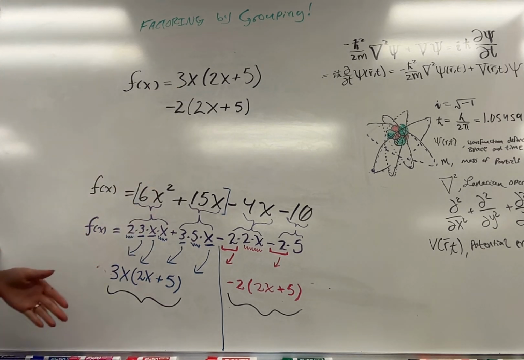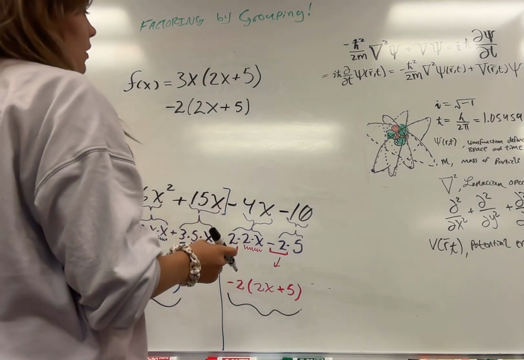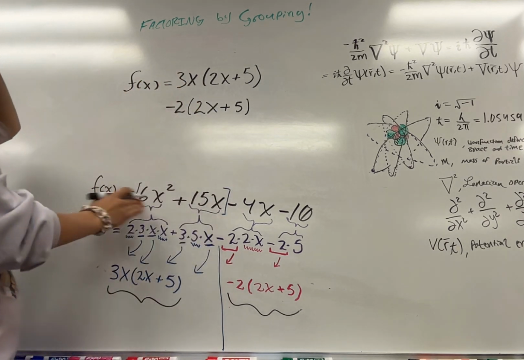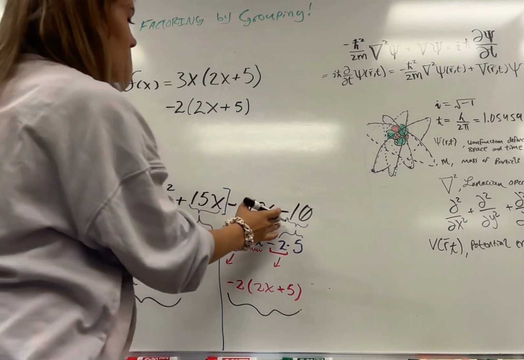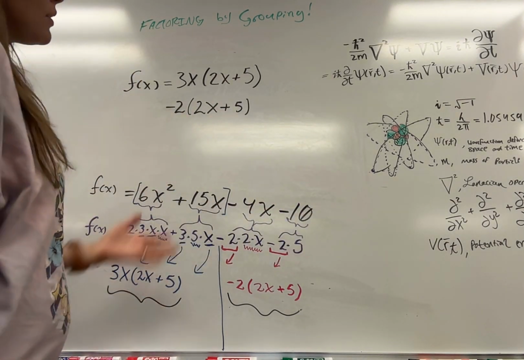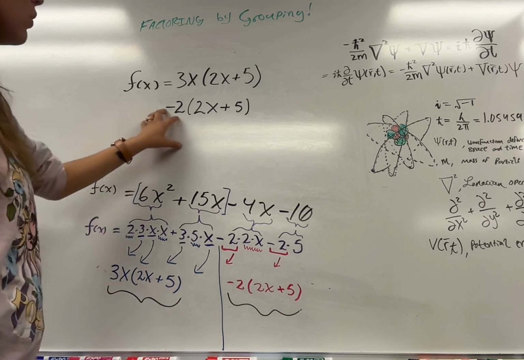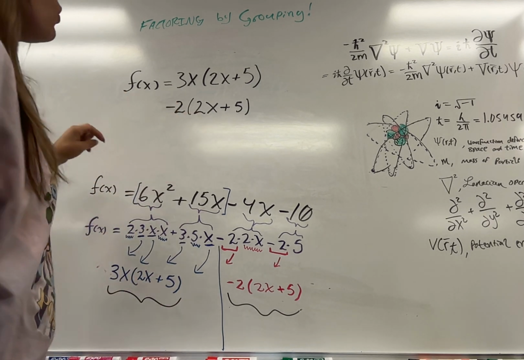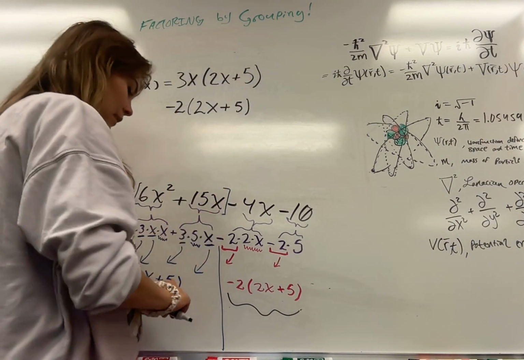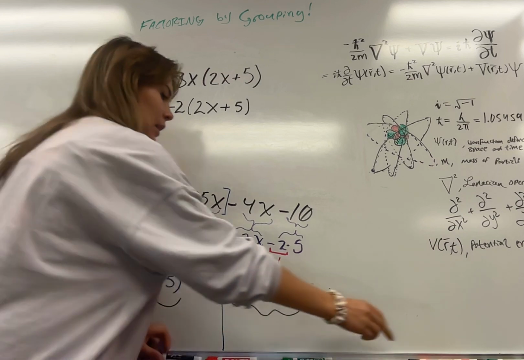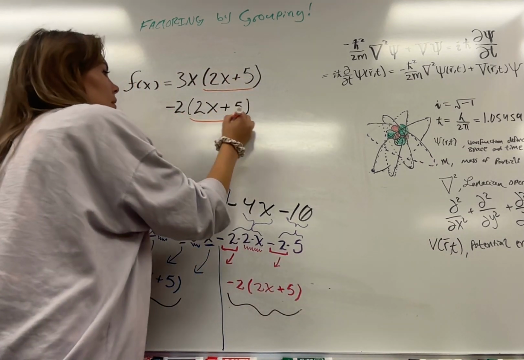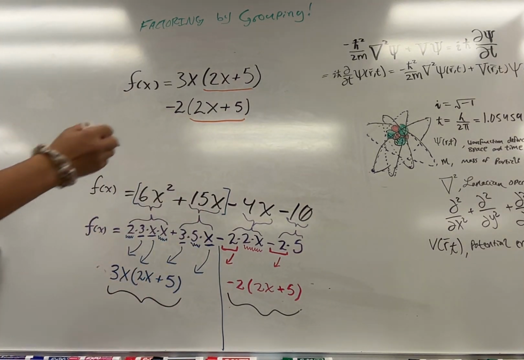Now, what's great about this is, let's look at this first part of the expression. Again, this is f of x. This is 6x squared plus 15x minus 4x minus 10, and originally 6x squared plus 11x minus 10. This is all equal to that original first expression. What we've done is we've now created two groups, and each of them share a factor. What is that factor? That factor would be 2x plus 5.